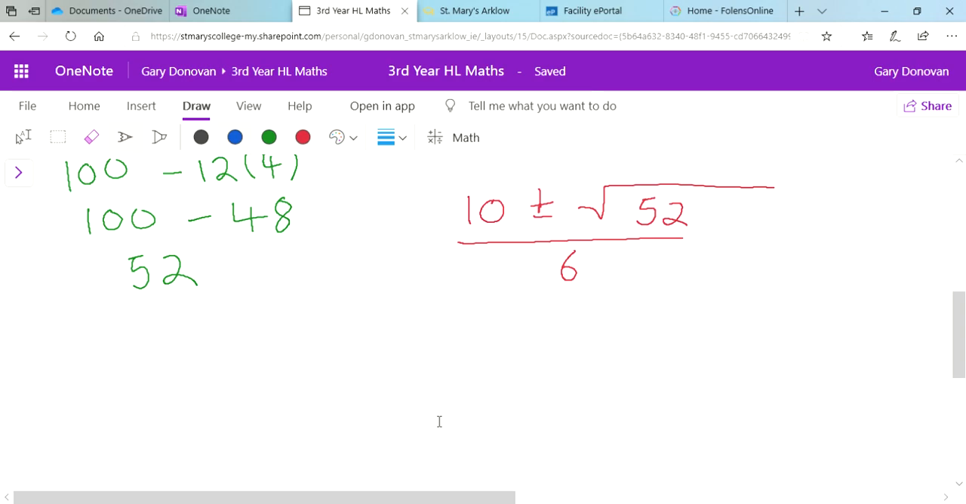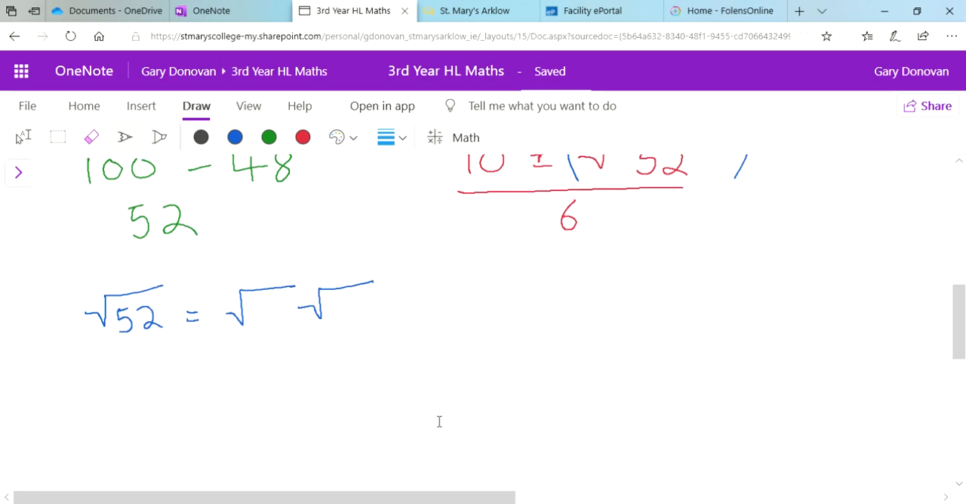Well, if we look at the surd, the square root 52, you might remember we can simplify this by writing it as a product of 2 other surds. And when you're doing this, the trick is to think of square numbers, because you want one of these numbers to be a square number. So our square numbers are 1, 4, 9, 16, 25, 36, and so on. So what we want to do is we want one of these to be a square number.